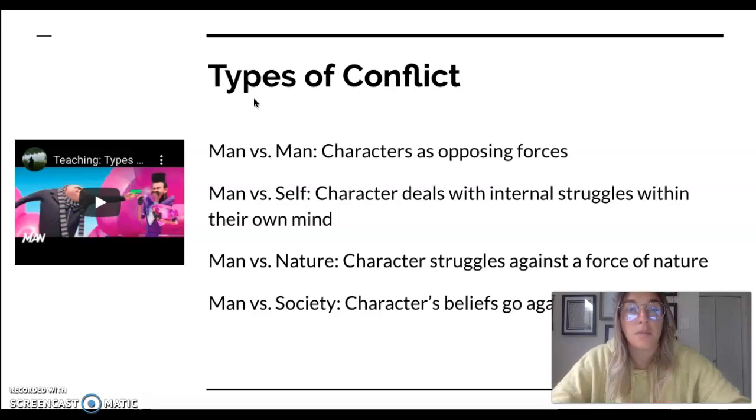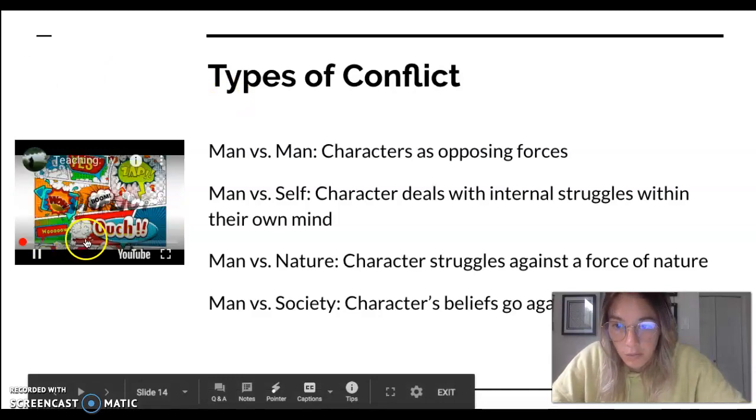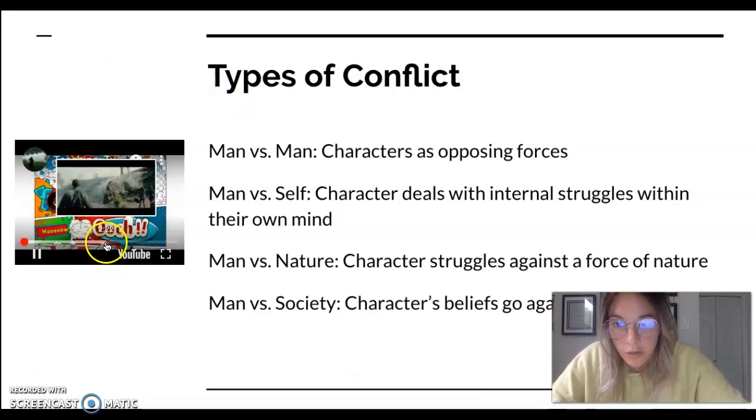A lot of the time, this will be something that deals with specific trauma or confidence issues, all of that kind of stuff. These are characters that are very much within their own head and dealing with problems. Man versus nature. This is where a character struggles against a force of nature. So if you've ever read a story where a character deals with some kind of natural disaster, that would be man versus nature. I'm actually going to show that one because I think the one in here is very powerful and actually very terrifying.